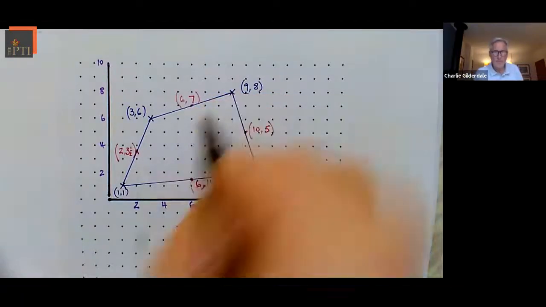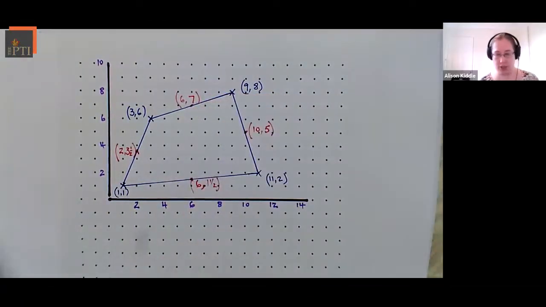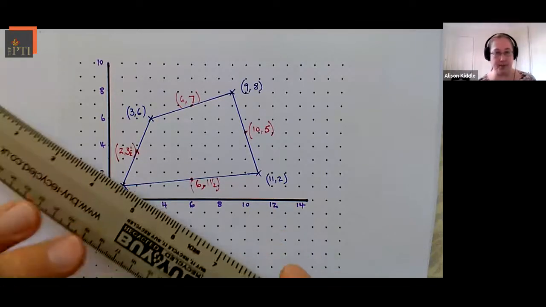Okay? Okay, and then what I'd like you to do is join the 4 midpoints to create a new quadrilateral in the middle of your original quadrilateral.